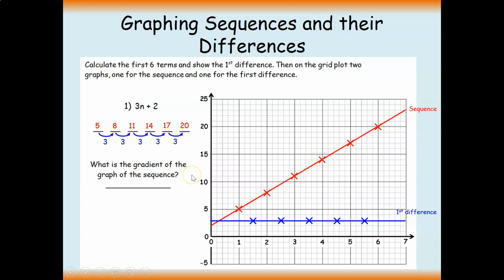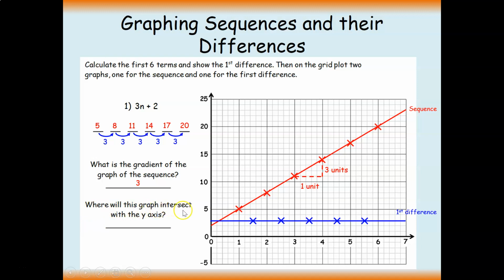What is the gradient of the graph of the sequence? 1 unit because 4 minus 3. 3 units because 14 minus 11. So our gradient is 3 divided by 1 is 3.